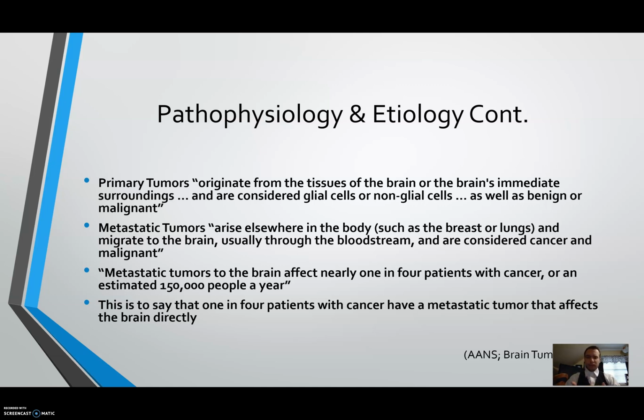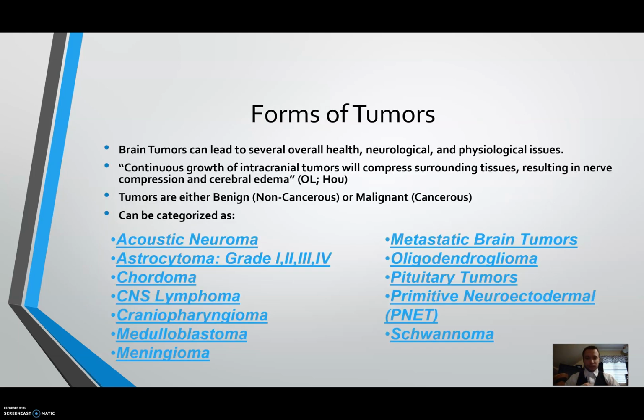So I found this pretty interesting quote. It says that metastatic tumors to the brain affect nearly 1 in 4 patients with cancer, or an estimated 150,000 people per year. So that's saying that 1 in 4 cancer patients or brain cancer patients develop their brain cancer from a metastatic source. There are different forms of tumors.